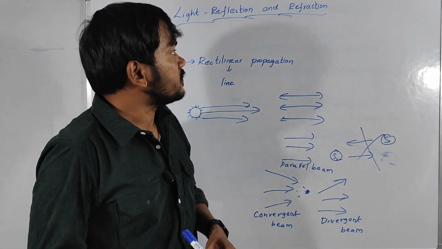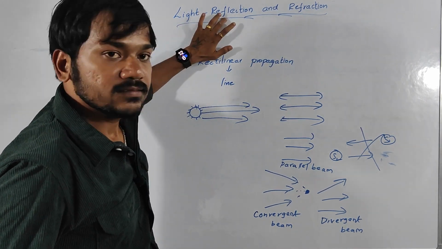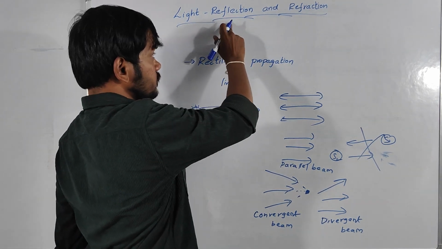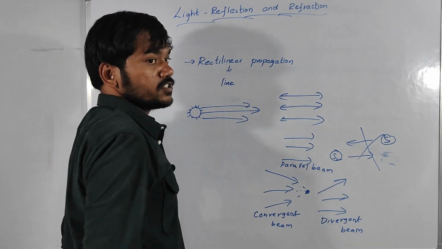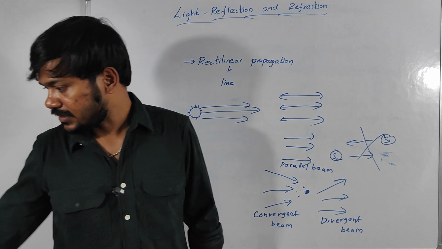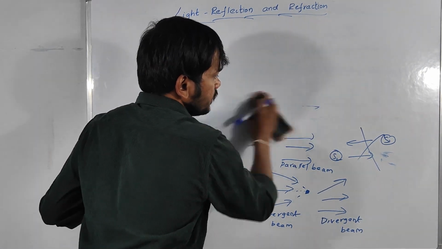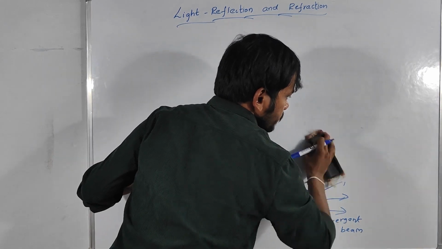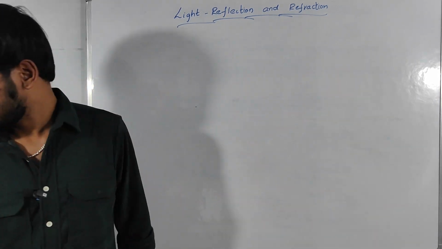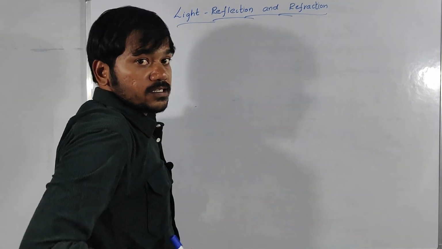Now, what is the second phenomenon involved in the properties of light? The second one is reflection of light. Let us see what is that reflection of light. Reflection of light, the second property. Is it very useful? Obviously, yes. Reflection is very useful. How is reflection actually useful?